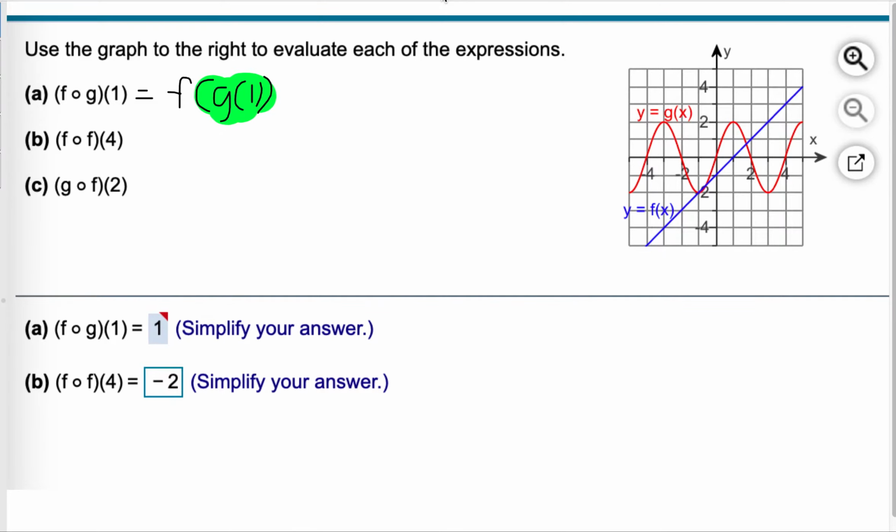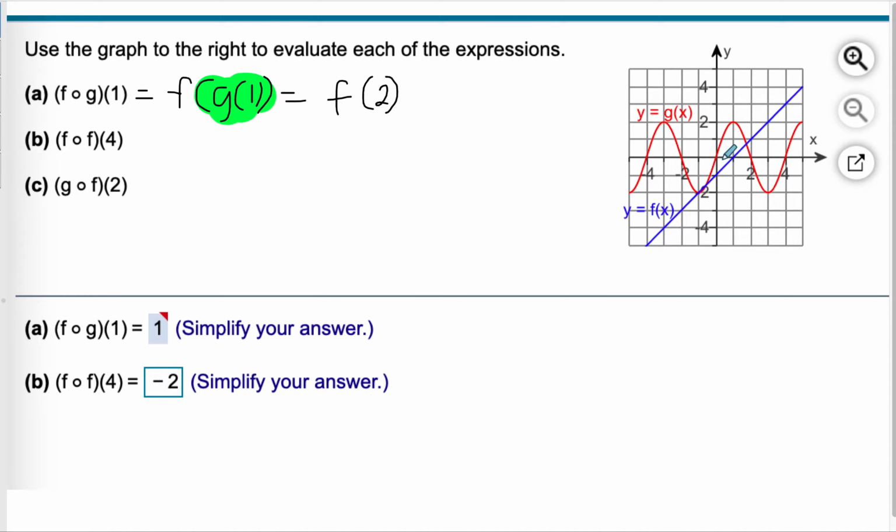Now you might wonder to yourself, well, how am I going to evaluate a function I don't know? Well, they graph the function for you. Over here, the red function is the g function. See, y equals g of x in red. And what we're trying to figure out is what is the value of g at 1. So we go to 1 on the x-axis, and we go up to the red graph, and we see that the value is 2. So now we're dealing with f of 2, because g of 1 is 2.